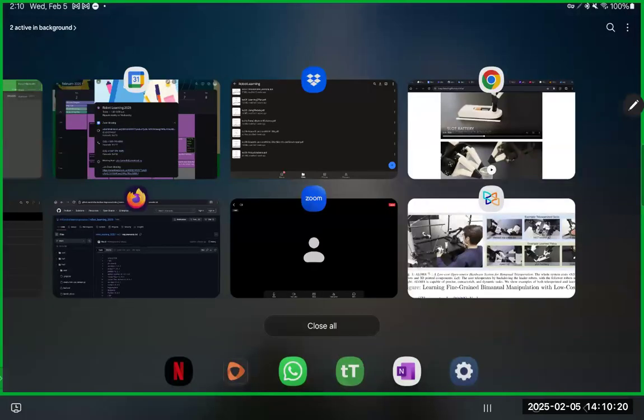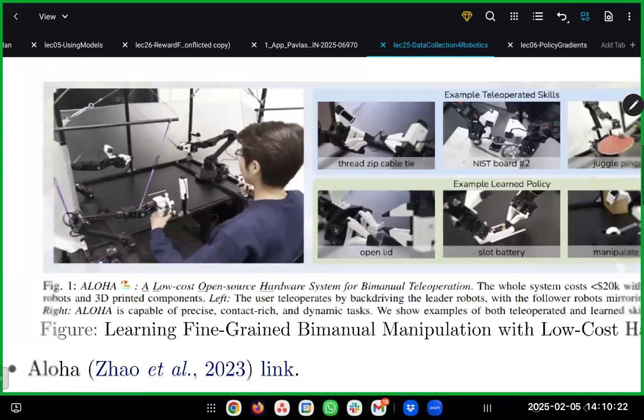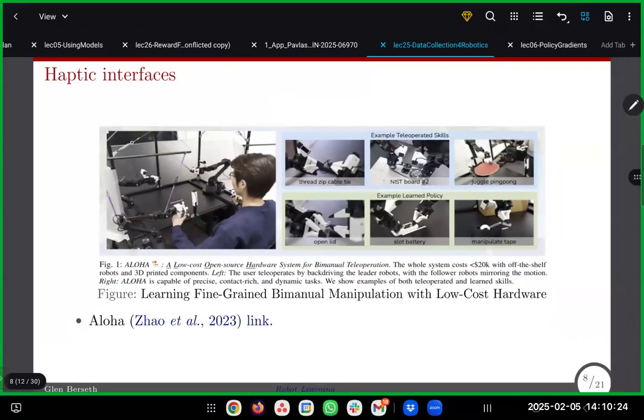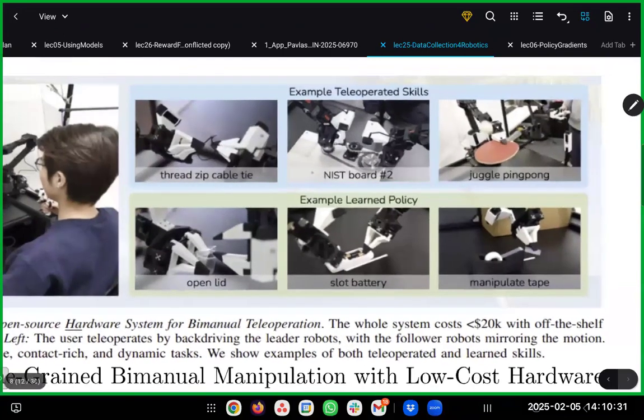So this allows us to collect a good amount of data. Some of this data is also included in a couple of different data sets, and it can be used for a number of different tasks. You can even get things as complicated as being able to zip a tie cable. There's a NIST board.